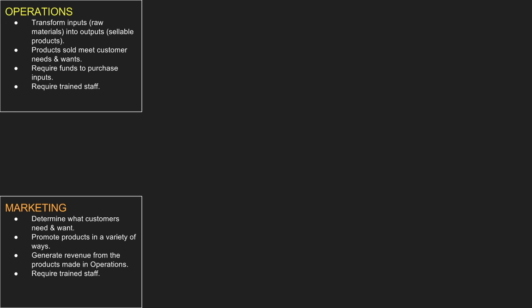The marketing department also promotes products in a variety of ways, through different ways of advertising, through other promotional experiences and activities, and through selling those products from the promotions, they generate revenue from the products that they sell that was made by the operations function. So you can already see, just with these two, how interrelated they are. Okay, and again, just like the operations function, marketing also requires trained staff that know what they're doing.